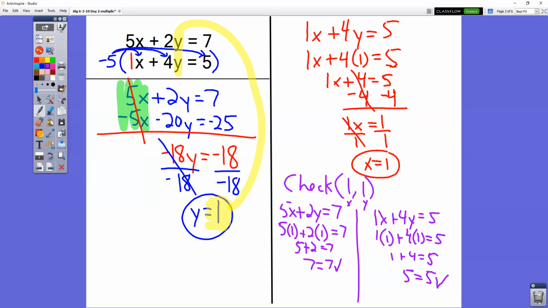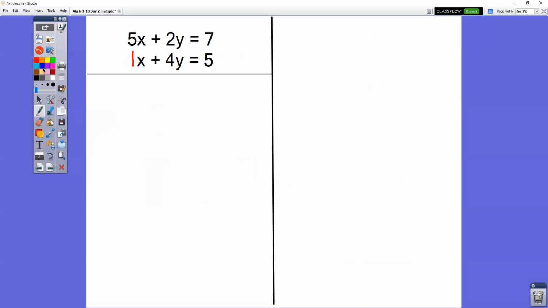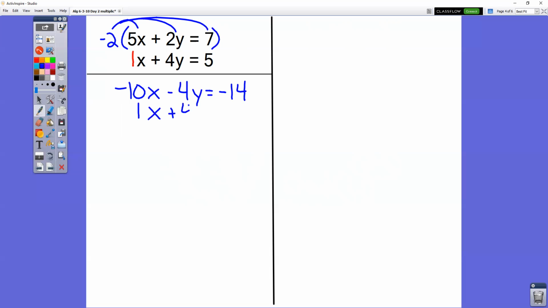So in this one, I made opposites with my x's. Well, we're going to actually do the same exact question, but we're going to do opposites with the y's this time. So if I look at my y's, I have a 2y and a 4y. The opposite of 4y is negative 4y. So to get a negative 4y here, I would have to multiply this top equation by negative 2. Distribute, distribute, distribute. So I have negative 10x minus 4y equals negative 14. Recopy the bottom equation. That didn't change at all.